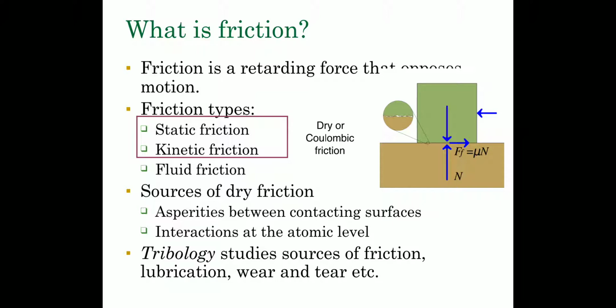Then the source of dry friction. What is the reason behind producing dry friction? Asperities between the contacting surfaces, that is, irregularities. The contact surfaces will not be perfect, so the roughness of the surface is one of the sources. Another is interaction at the atomic level: atoms of the two bodies may try to interact and stick to each other. This is also a source of friction.